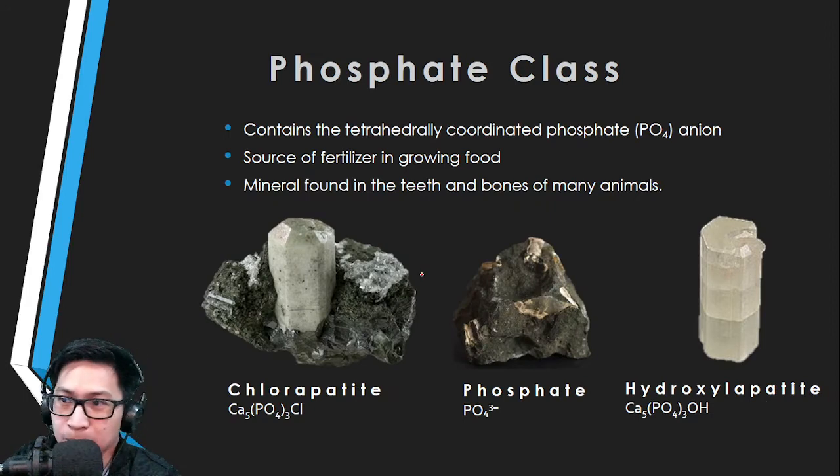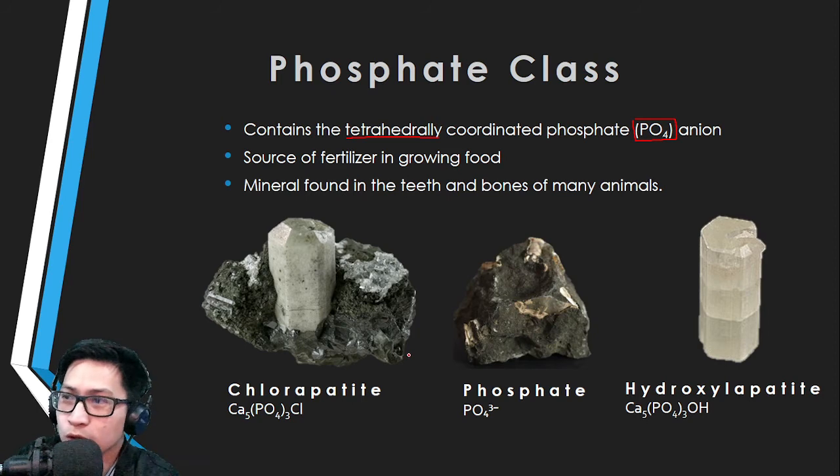Next, we have the phosphate. Okay, phosphates contain the tetrahedrally coordinated phosphate. Okay, ito po ang kailangan natin makita, PO4. No? PO4. Kailangan nandyan si PO4. Kasi, ito po yung pinagkaiba niya. Tetrahedrally. Yung composition po niya. Okay? So, papansinin po ninyo, the phosphates are used as well as a fertilizer in growing food. At nakikita din po natin ang mga phosphate sa ngipin, sa buto ng maraming mga animals. Even us, may phosphate po ang ating mga ngipin at buto.